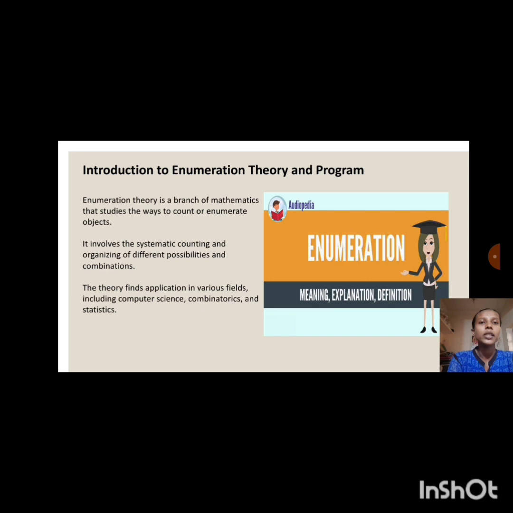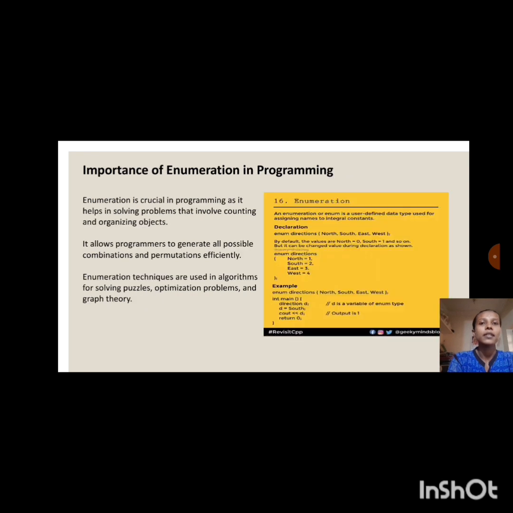Enumeration theory is a branch of mathematics that studies the ways to count or enumerate objects. It involves the systematic counting and organizing of different possibilities and combinations. The theory finds application in various fields, including computer science, combinatorics, and statistics.